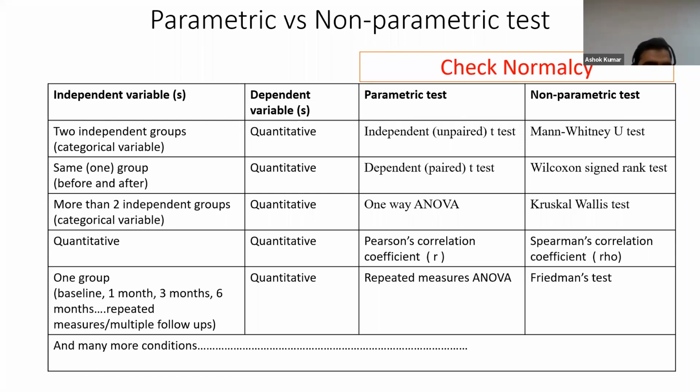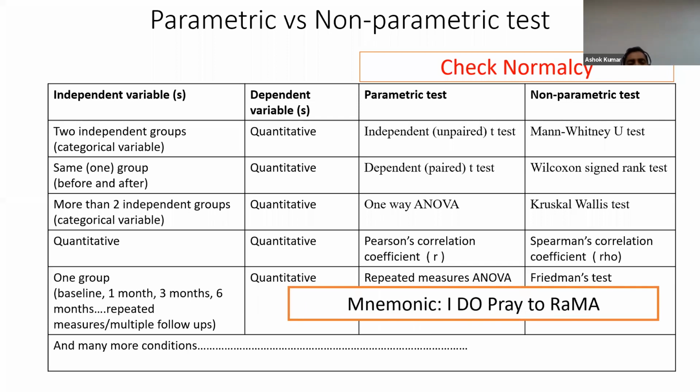And next, one group, where we have to take readings of the weight at baseline, 1 month after diet modification, 3 months, and 6 months, meaning repeated measures or multiple follow-ups. And our dependent variable is quantitative, that is weight. So we have to use a repeated measures ANOVA or a Friedman test. There are many more conditions, but we will discuss these today and the rest next day.